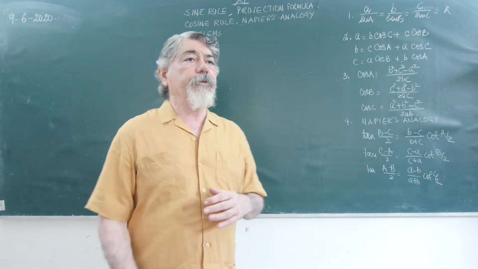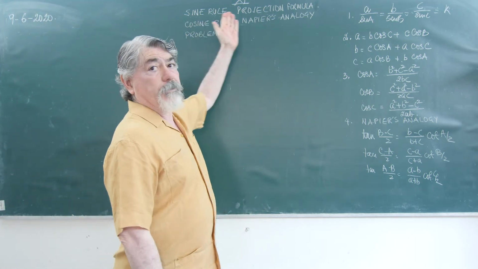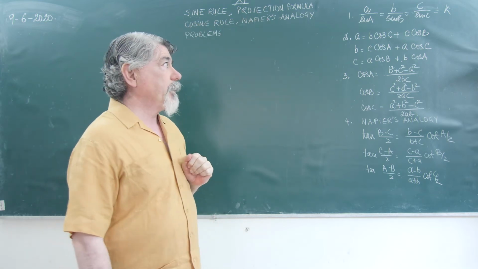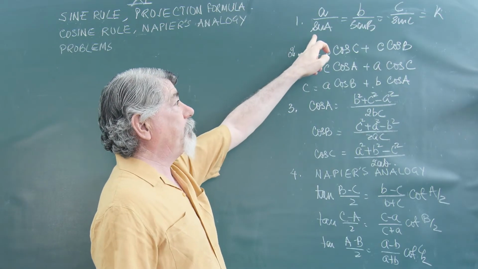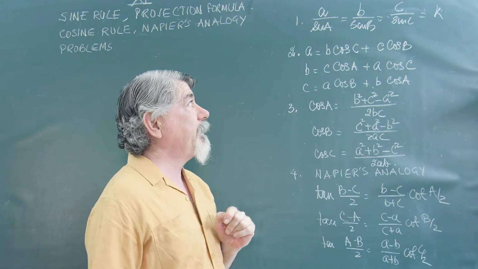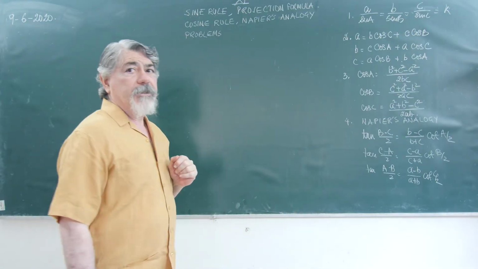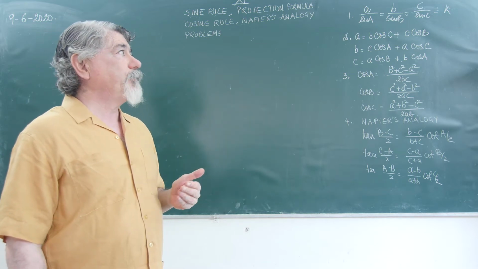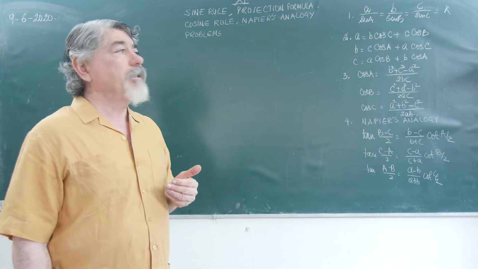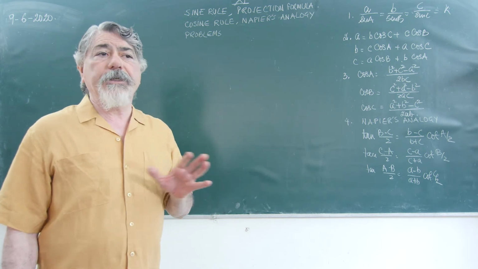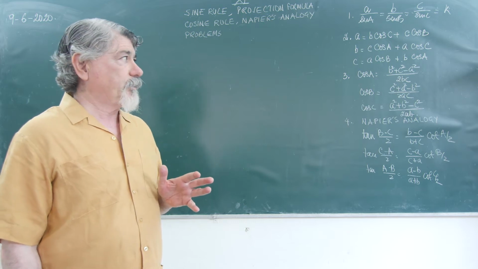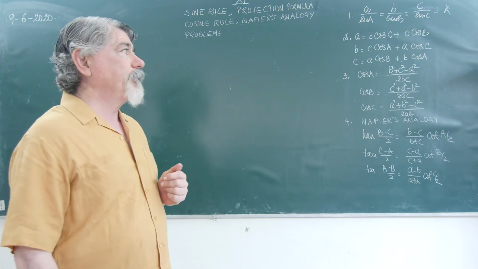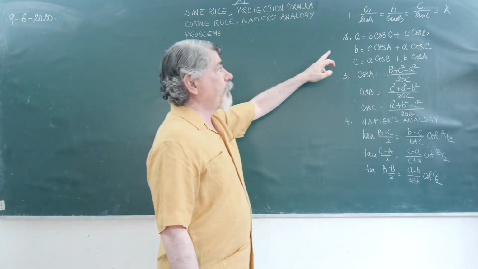11th. Yesterday we did sine rule, projection formula and cosine rule for you in solution of triangles. Sine rule was a upon sine A is equal to b upon sine B is equal to c upon sine C is equal to k. It could be sine A upon a is equal to sine B upon b is equal to sine C upon c is equal to k, depending upon in which format we want to use it. Both are correct, because when you reverse a constant, it will become 1 upon k, that will be another constant. This was a projection formula.